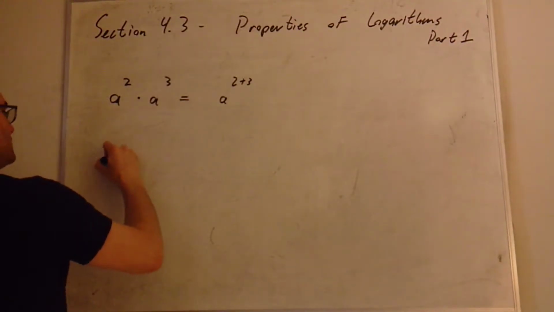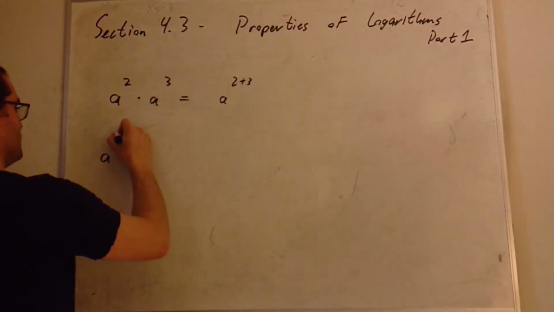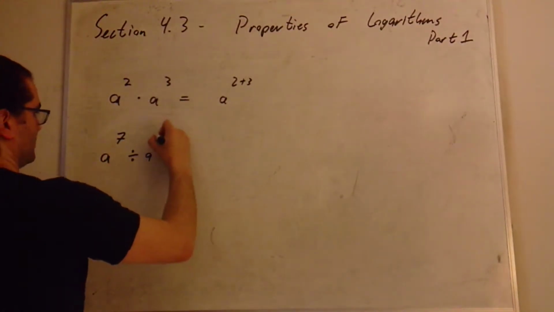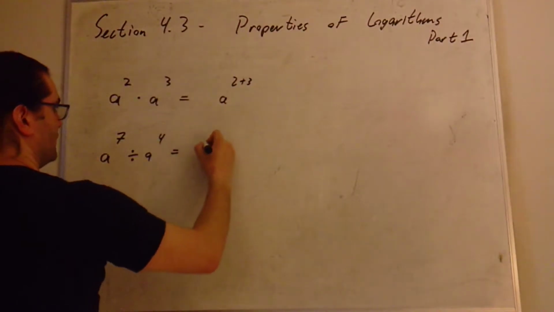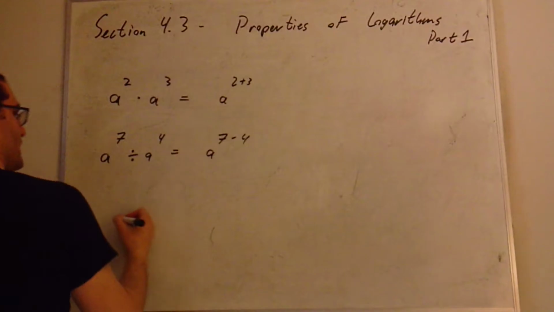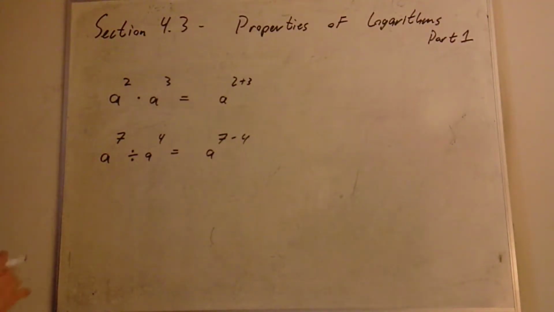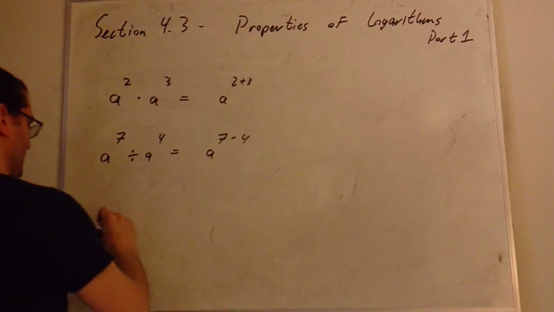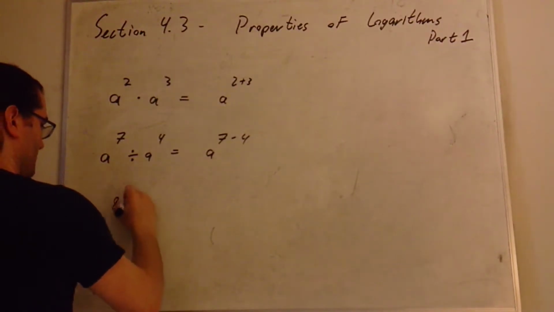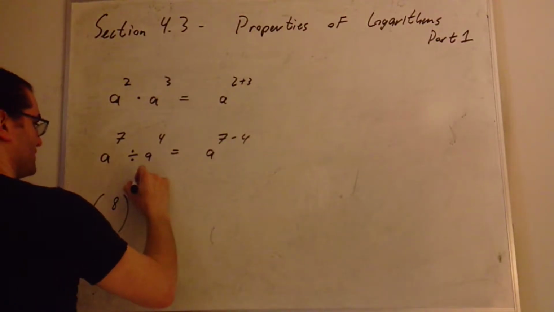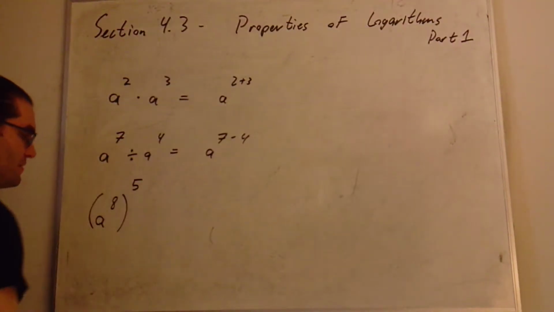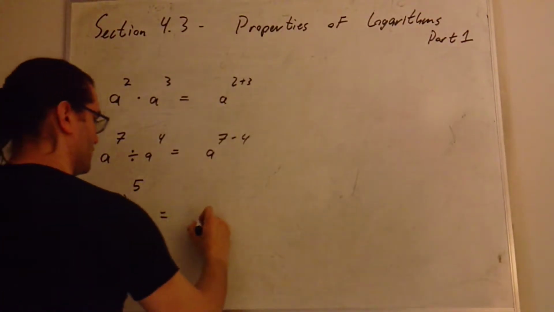Something similar happens with division here. If you have a to the 7th divided by a to the 4th, you can turn that into a subtraction. And then the third one's a little different. If you have a, let's say to the 8th, and that's raised to another exponent, let's say 5th, then you can multiply them.